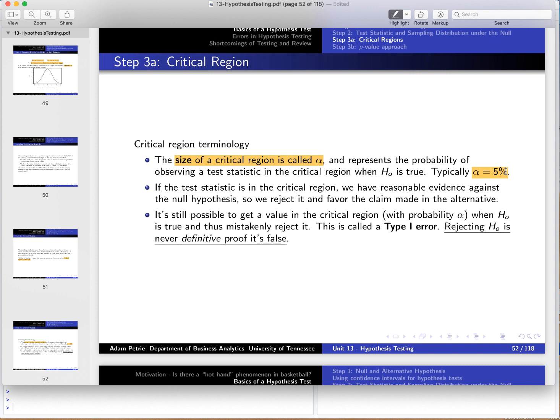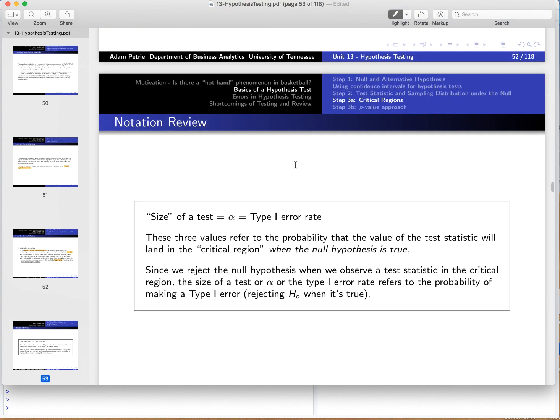In a hypothesis test framework, we're going to be comfortable with actually rejecting the null hypothesis when it's true in 5% of instances. That's what this alpha of 5% refers to. That's what we referred to as a type 1 error. And so when we design this critical region, a list of values that warrant rejecting the null hypothesis, we're going to try to design it so that there's a 5% chance of getting a value in the critical region when that null hypothesis is true.